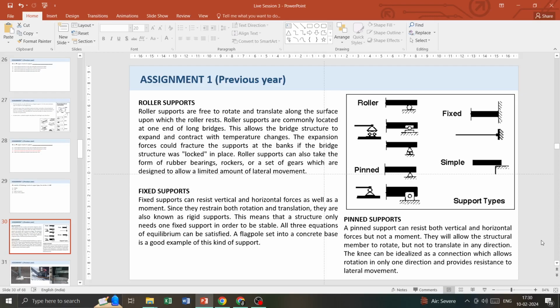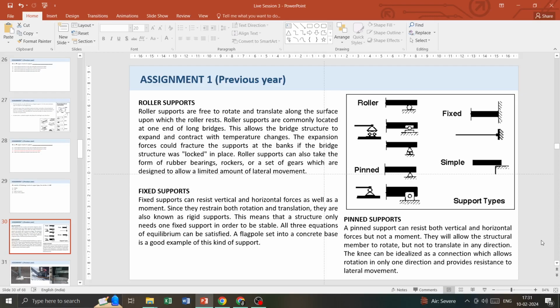Fixed supports resist vertical and horizontal forces as well as moment. Since they restrain both rotation and translation, they are also known as rigid supports. This means that a structure only needs one fixed support in order to be stable. All 3 equations of equilibrium can be satisfied. A flagpole set into a concrete base is a good example of this kind of support.